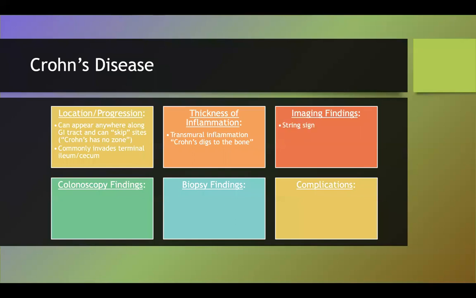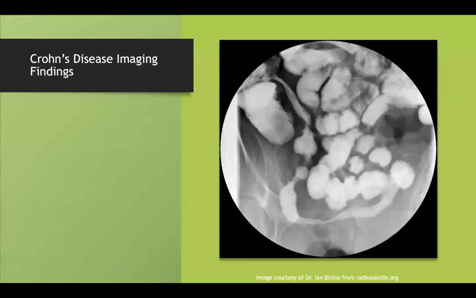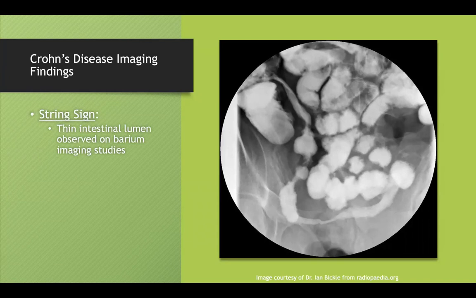On imaging, you're going to see a few different things. The first thing you'll see is something called the string sign. So here is an example of the string sign. And the name kind of speaks for itself, where you can see a lot of these bowels that look like strings. That's actually the thin intestinal lumen that you can see on imaging studies. And I've highlighted them here.